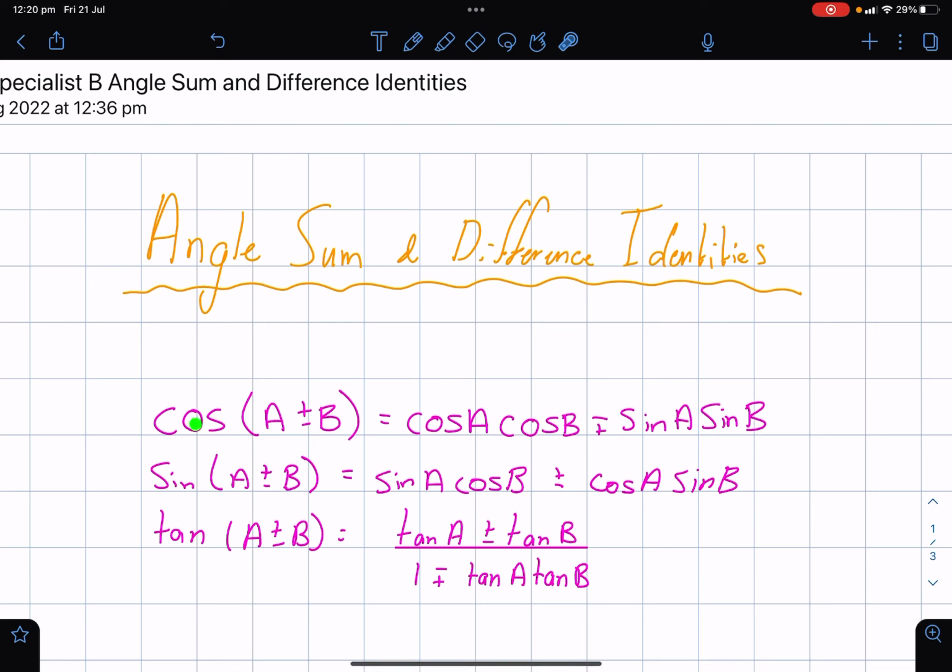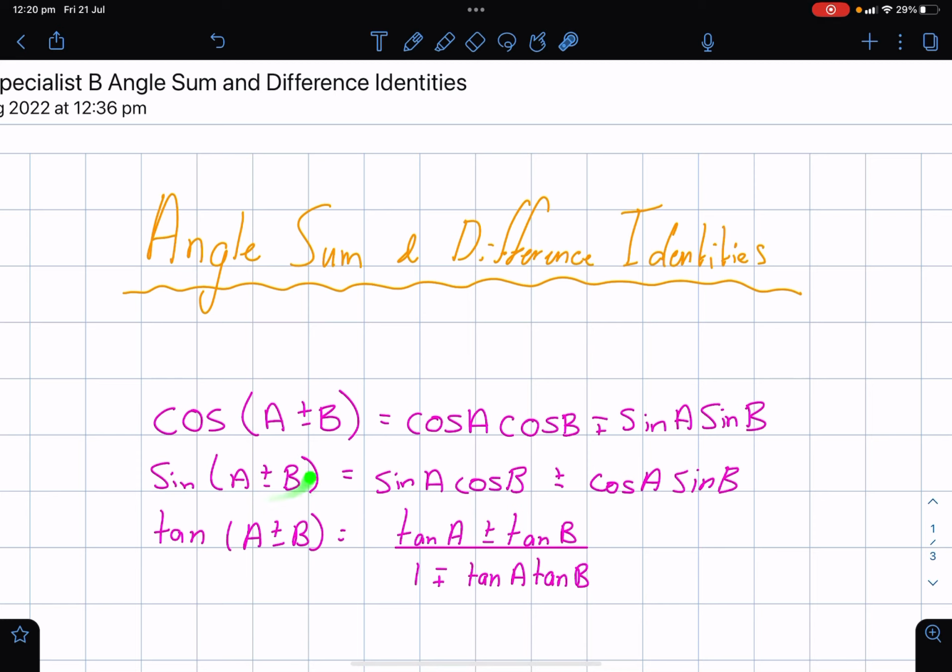Okay, so cosine of A plus or minus B equals cosine of A times cosine of B minus plus sine of A sine of B. Now, if in here is positive, in here is negative. If in here is negative, in here is positive. So the tops correspond and the bottoms correspond as well. That's how you read that.